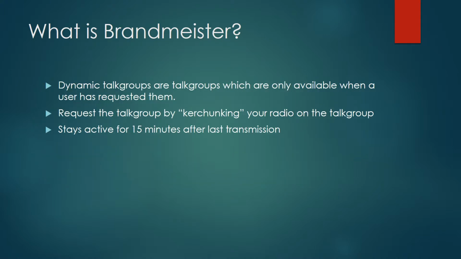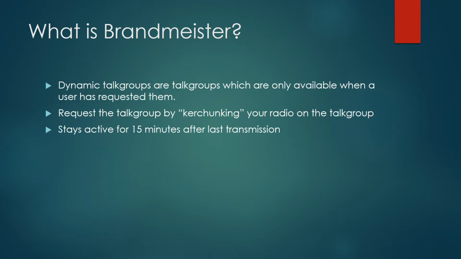So the other, besides static talk groups, are dynamic talk groups. Now dynamic talk groups are only available when users request them. So that means that on a repeater, a dynamic talk group is not going to be patched through unless someone locally at that repeater is actually using the talk group. So how do you tell the repeater that you want to use a talk group? Well, you tune to the talk group in your code plug and you kerchunk the repeater. That way the repeater knows that there's a radio that's tuned to that talk group and begins patching it through.